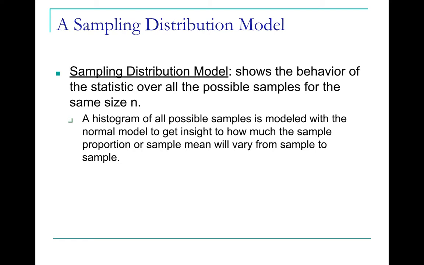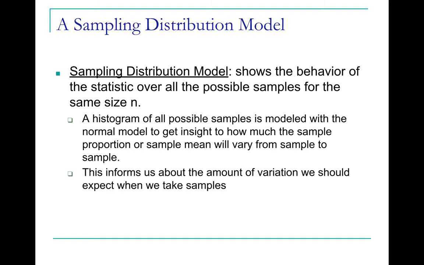So a histogram of all the possible samples is modeled with the normal model to get insight into how much the sample proportion or the sample mean will vary from sample to sample. This informs us about the amount of variation we should expect when we take samples. So for example, flipping a coin or rolling dice.